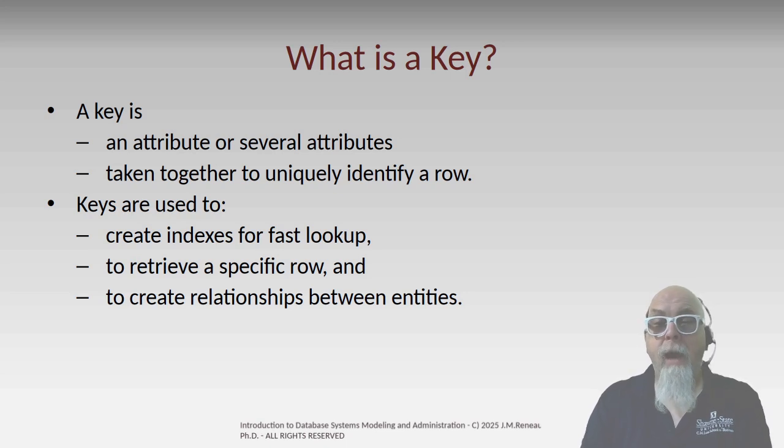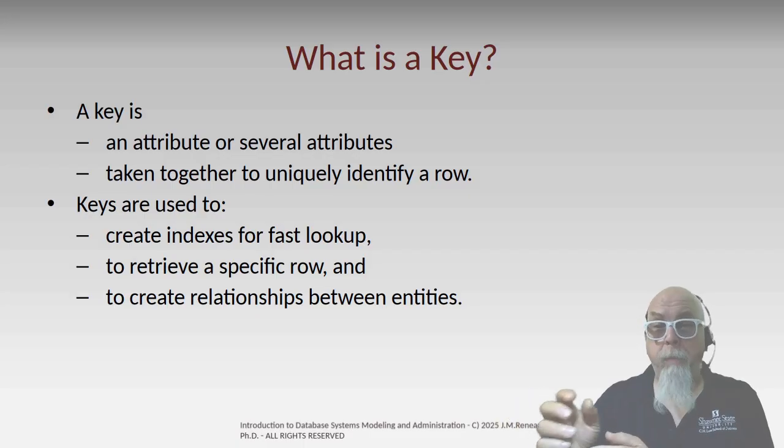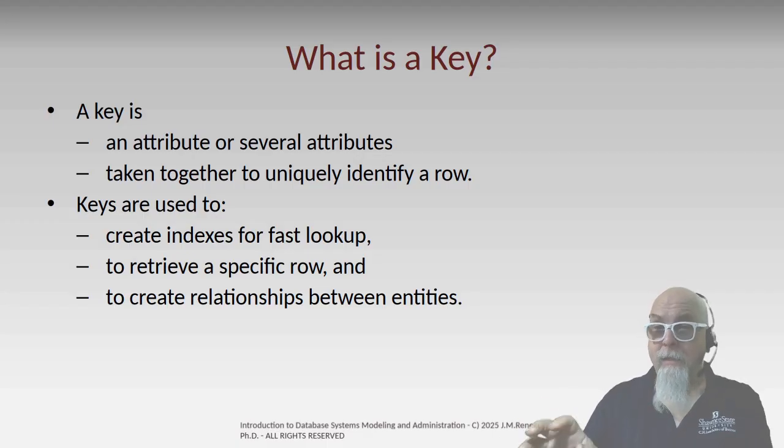You can also think about an entity called parts, where each individual part is a separate instance of that entity. So we need a key or multiple keys to be able to grab that instance of an entity from the entity table itself. So that's what a key is. Keys are used to create fast lookups, retrieve a specific instance of an entity or row, or to create special relationships between entities. And we'll see that in the next chapter's video.